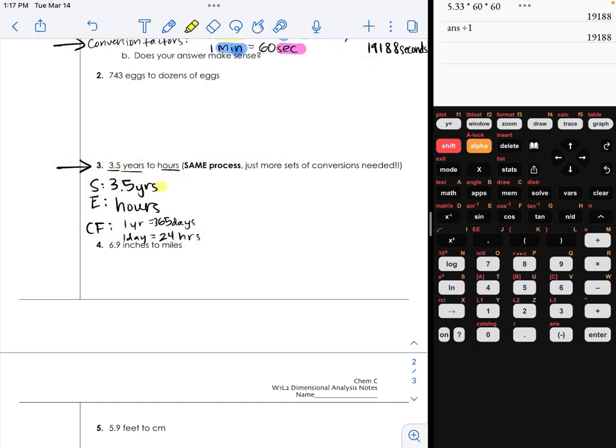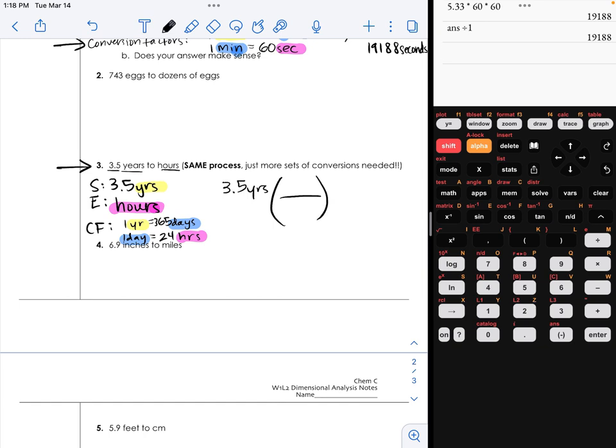1 conversion factor in my starting units, and I have 1 conversion factor in my ending units, and then my other ones will be able to cancel out because I have them in both places. All right, let's set it up then. Starting point goes off into space, 3.5 years. Set up my first conversion factor.